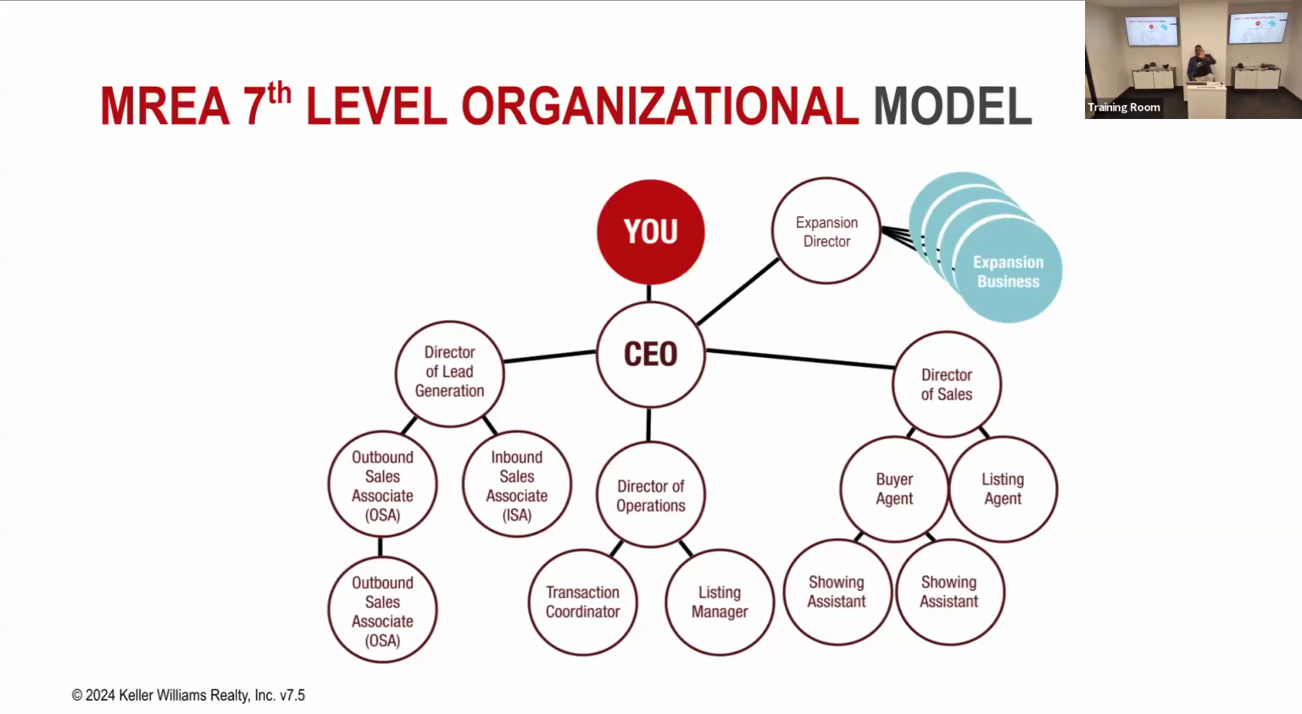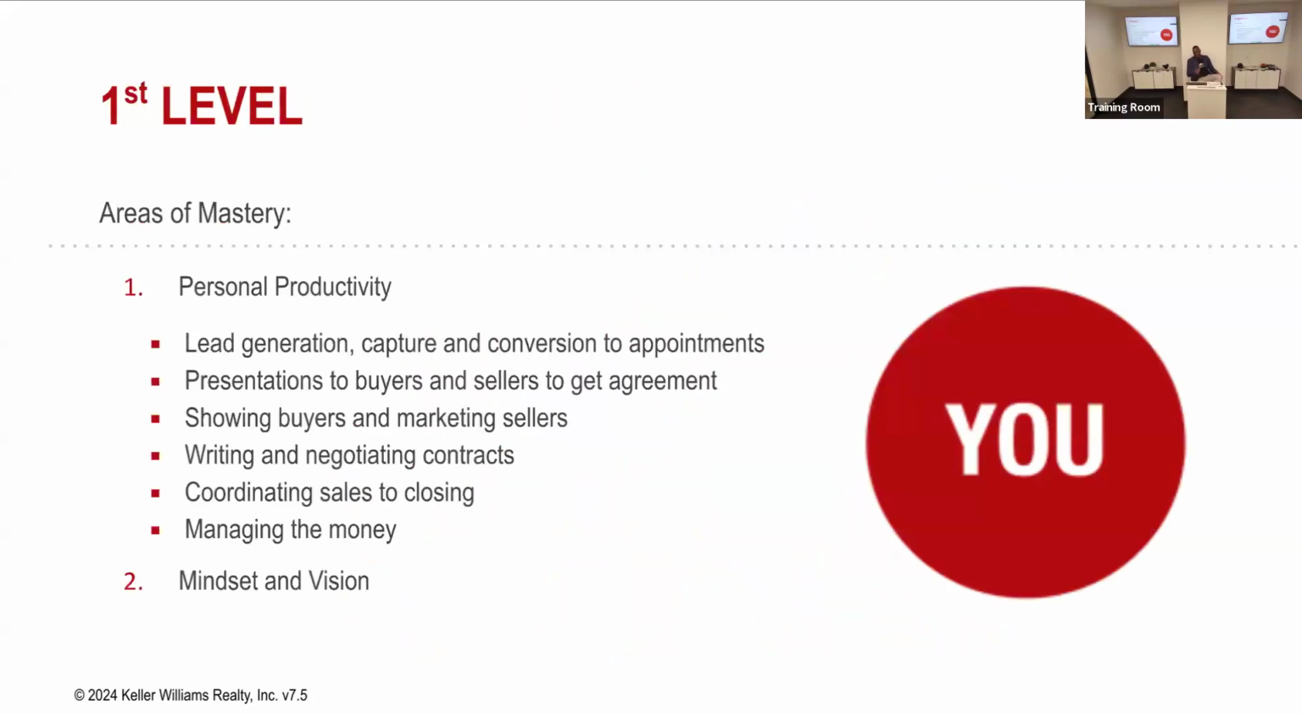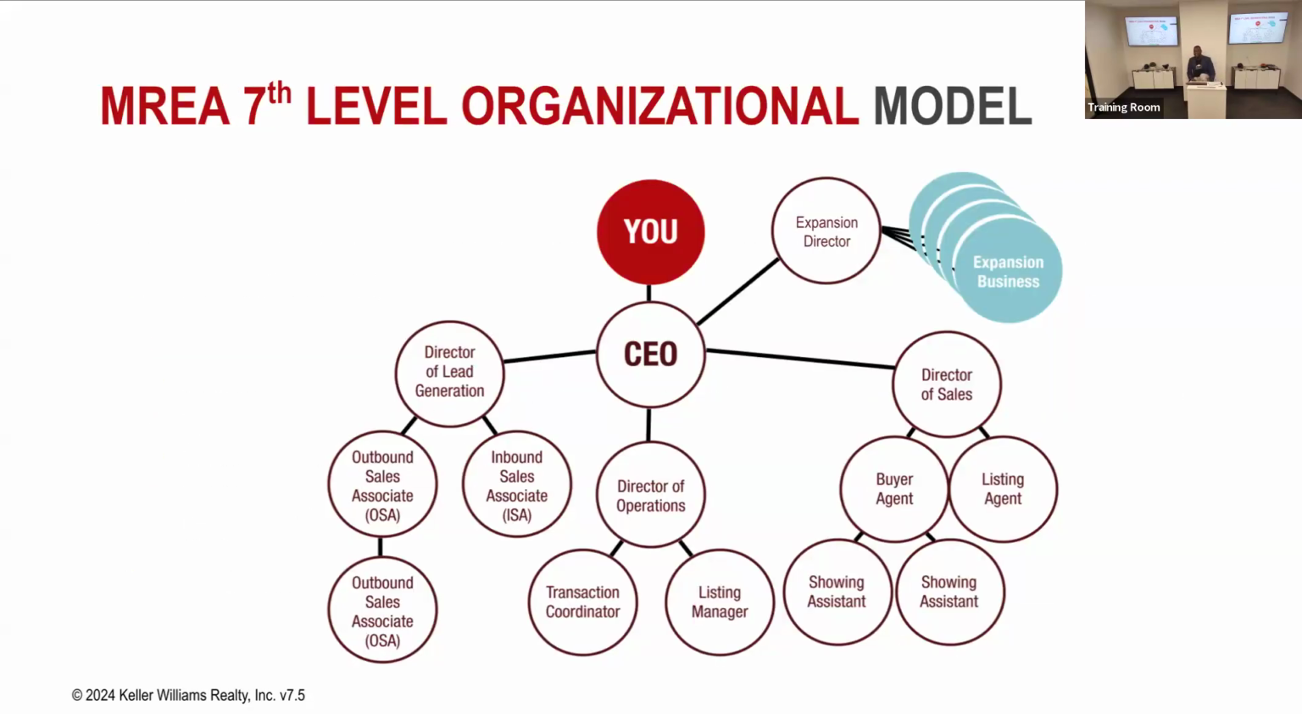All right, so this is the finish line. You've got your lead gen director, your sales director, your expansion director, you've got your franchise business that's working for you. You've got your operations team behind you, your inbound, outbound sales, on and on. Look familiar? Yeah, that's my org chart. Effectively, I didn't create this one. This is Gary's. I just followed it.